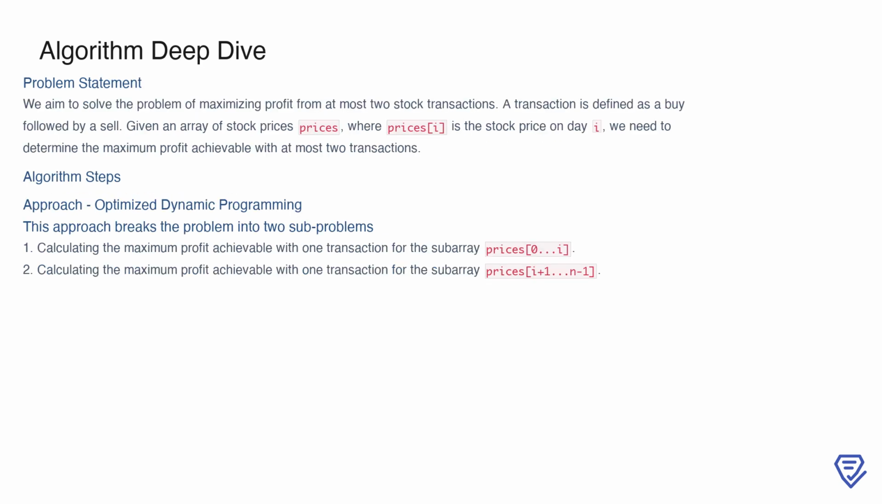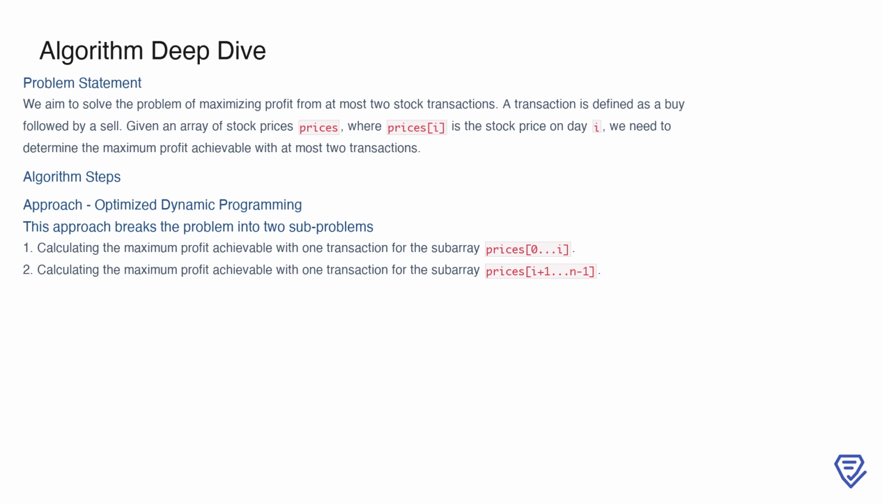To tackle the problem of maximizing profit with at most 2 stock transactions, we need a clear strategy. A transaction consists of a buy followed by a sell, and our goal is to determine the maximum profit achievable from these operations, given the array of prices where prices[i] represents the stock price on day i. The optimized dynamic programming approach breaks this into 2 smaller subproblems.